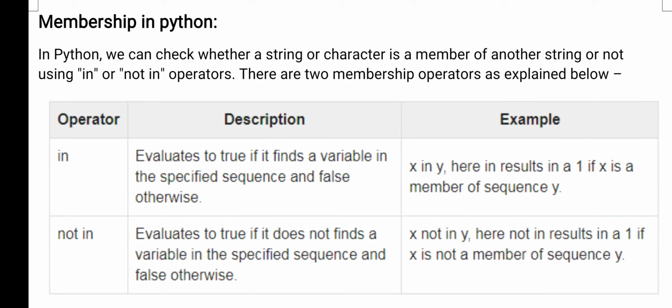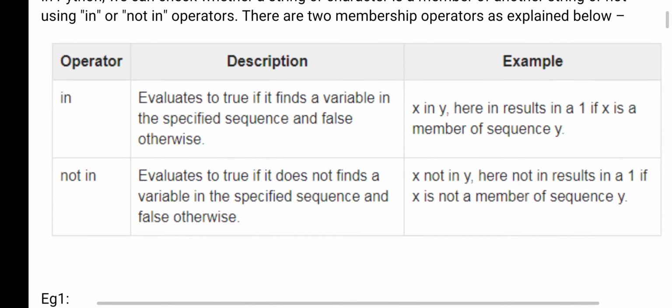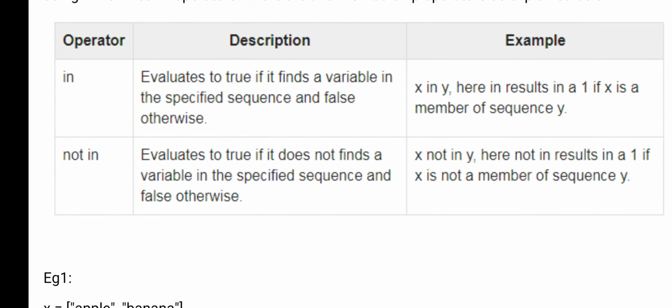Here you see the definition, and we have two operators here. One is the in operator, the second one is the not in operator. The in operator evaluates to true if it finds a variable or a substring which exists in the main string. Whatever substring you are giving, if that substring is a part of the main string, then it gives true. If it is not, then you will get false.